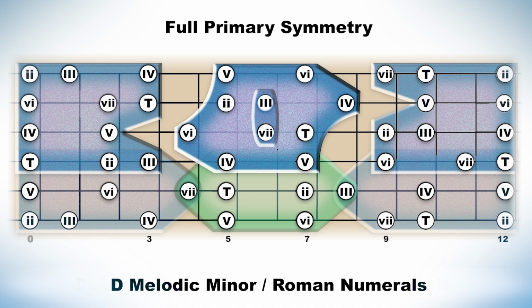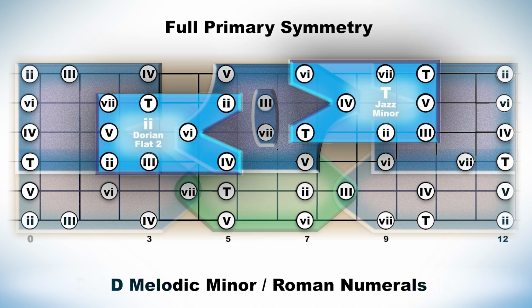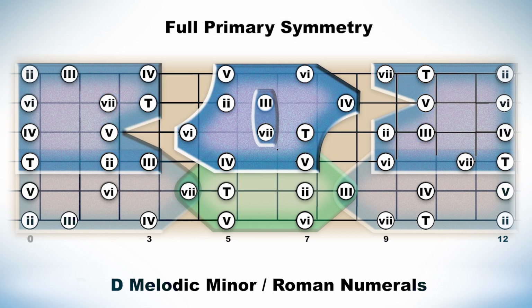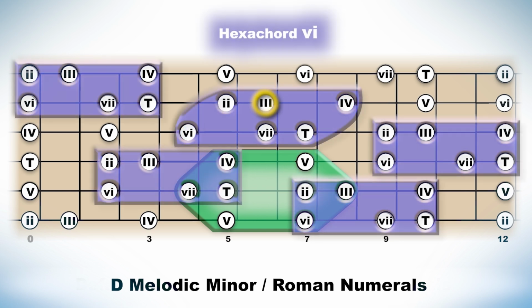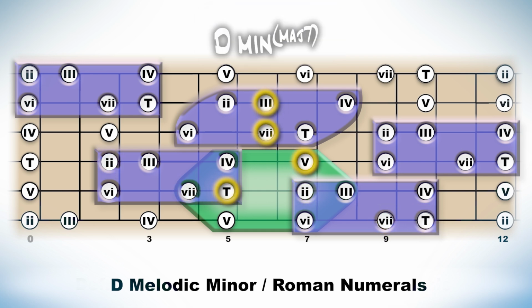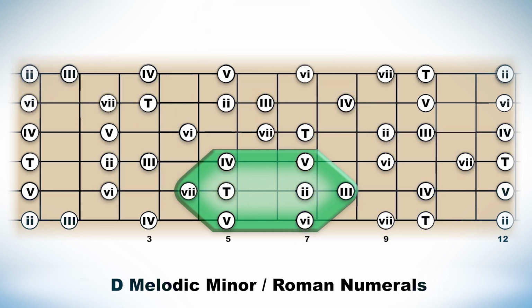Here's 2 more symmetrical modes, the 2 and the tonic. All but hidden among all these layers of symmetry and complexity, yet another symmetrical structure, a hexachord rooted on the 6th key degree. And of course, we can take melodic minor beyond melody to explore its many harmonic possibilities.